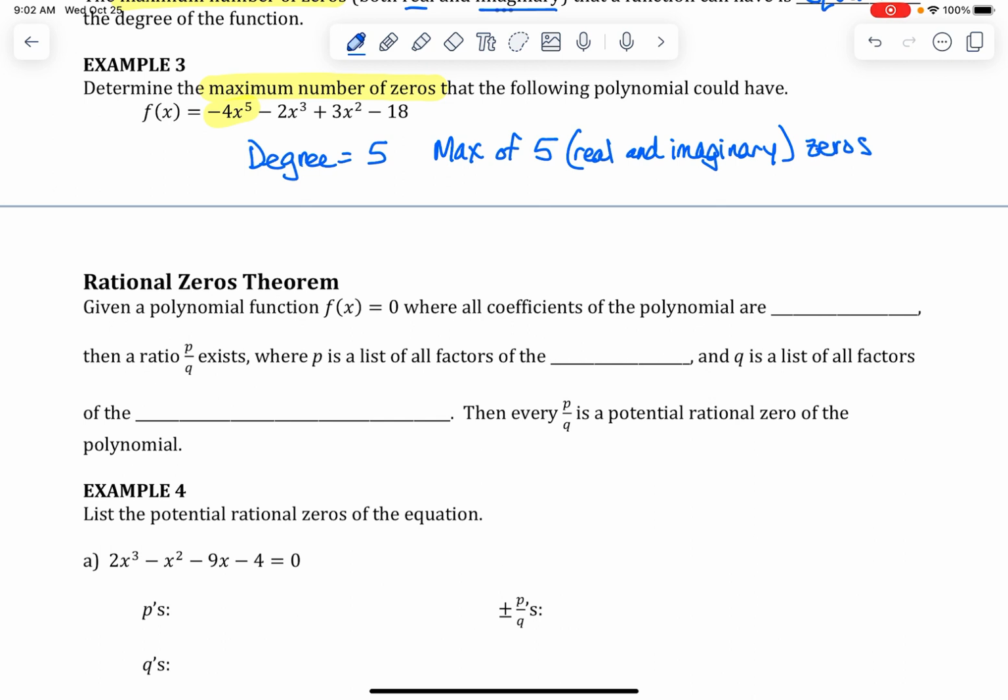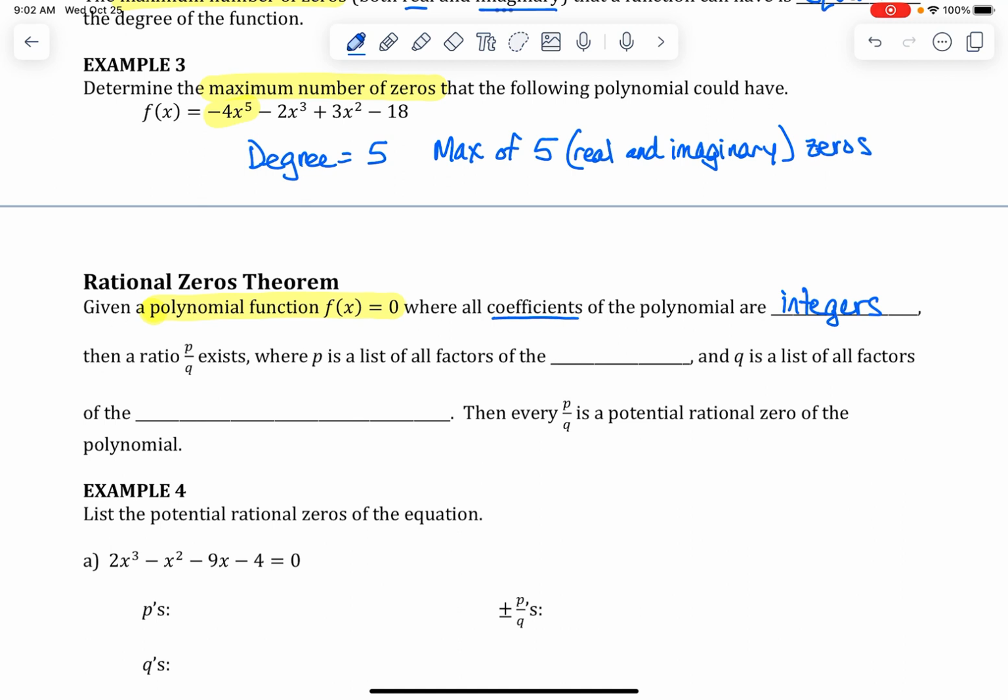And so here's the idea of the rational zeros theorem. You have a polynomial, and the first thing you have to have is some polynomial, and it's going to be equal to 0, so set it equal to 0 as if you're trying to factor it. The big caveat is that the coefficients of the polynomial all must be integers, so no fractions for your coefficients. Most of the time we don't see fractions anyway. So when we have a polynomial with integer coefficients, we can investigate this theorem.